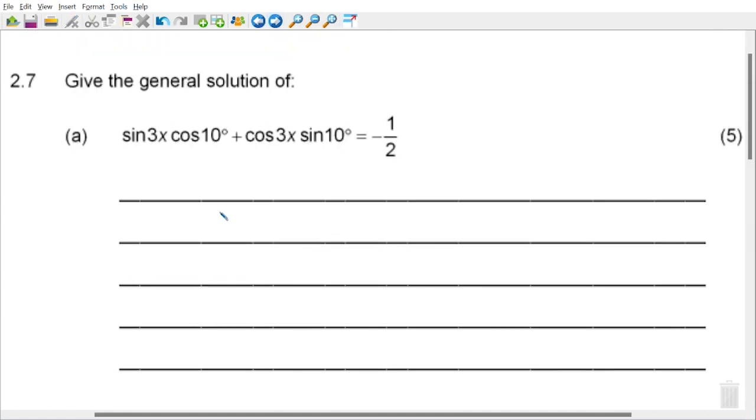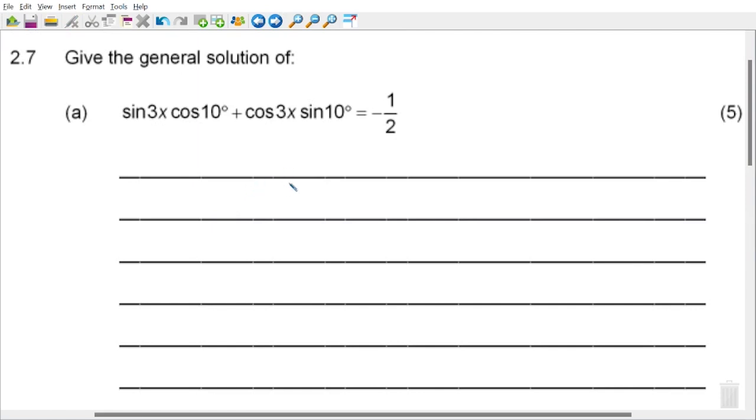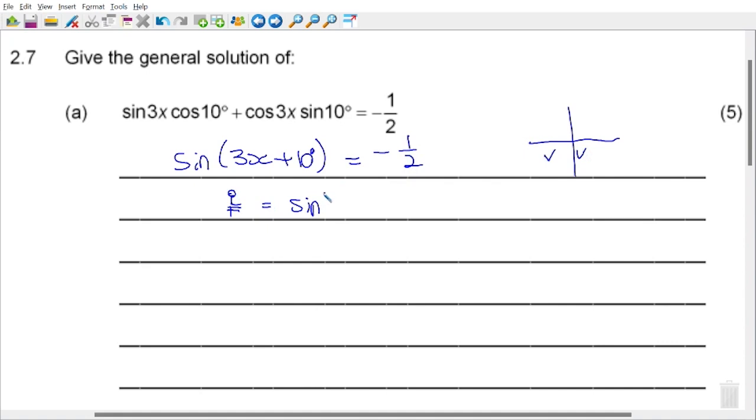Our next question is solving some equations. And again, if you've learned your identities, then you will recognize this. This is a compound angle formula. This is actually sine of 3x plus 10 degrees. Okay, and we know that that's negative a half. Now this is a standard trig equation. And I'm looking for answers in quadrants 3 and 4 because sine is negative. The first thing I'm going to do is find my key angle. And remember that the key to finding a key angle is don't put the negative in when we undo the ratio. So when I undo sine of a half, I get 30 degrees.